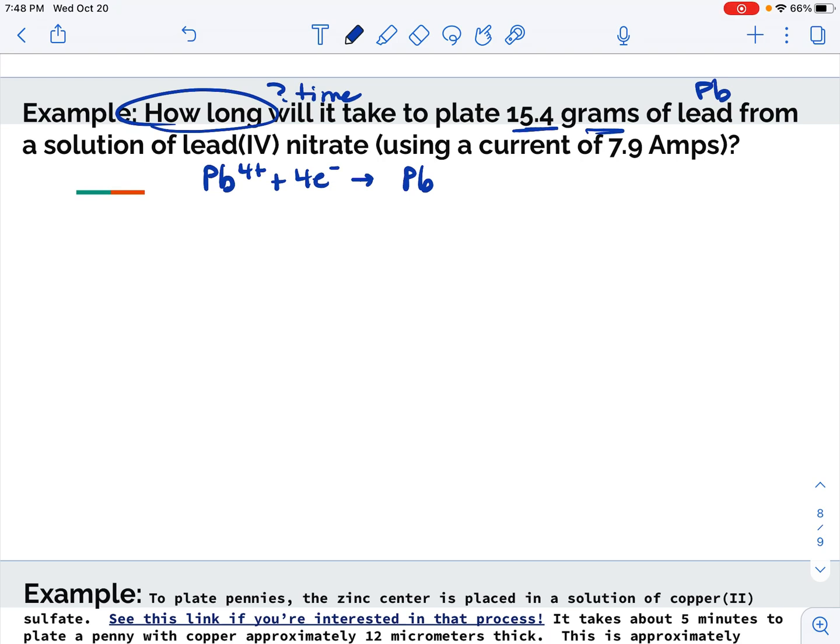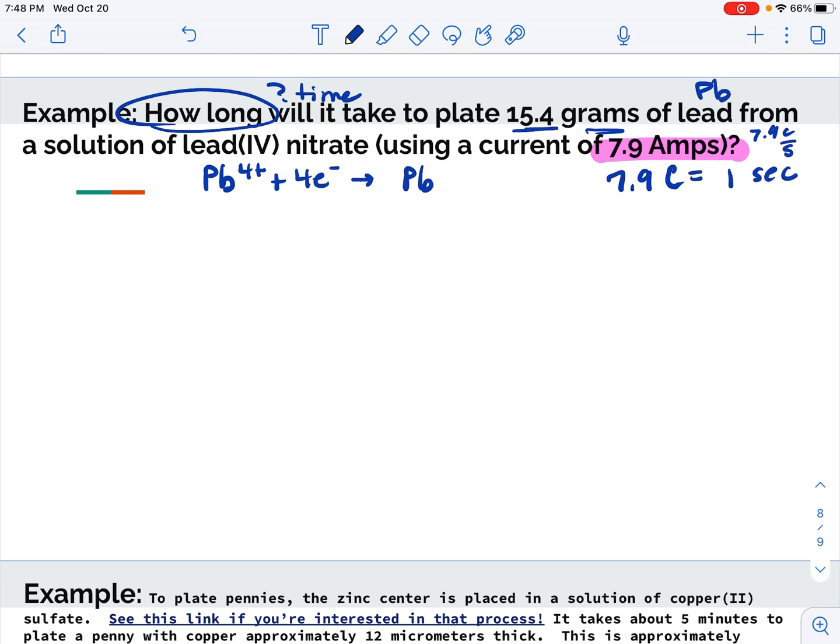Okay. And they give me the current, which is required. I can't do this if they haven't given me the current. So remember that the 7.9 amps tells me that 7.9 coulombs equals 1 second. This would be 7.9 coulombs per second. So translate amps, remember, to 7.9 coulombs per second. And that's your second equality.